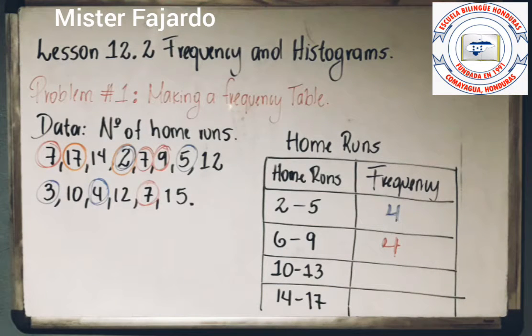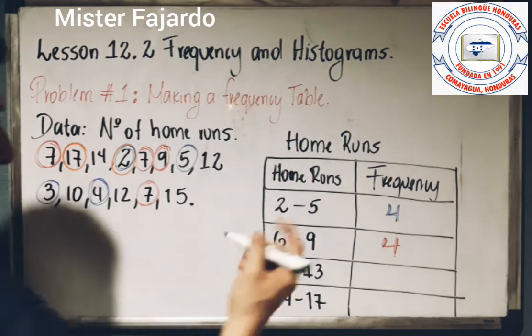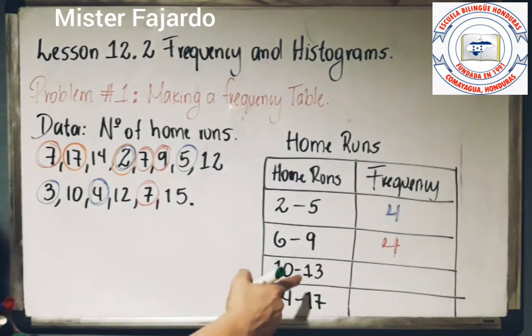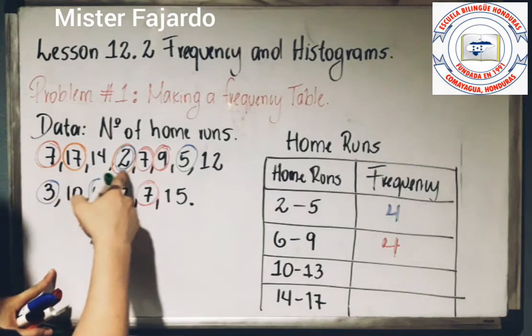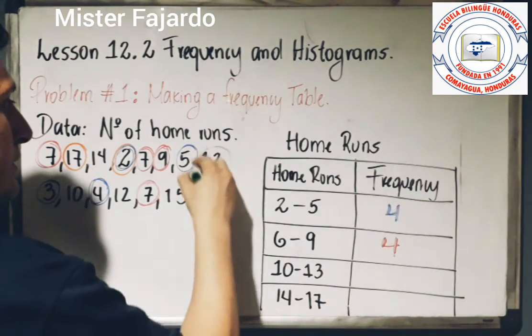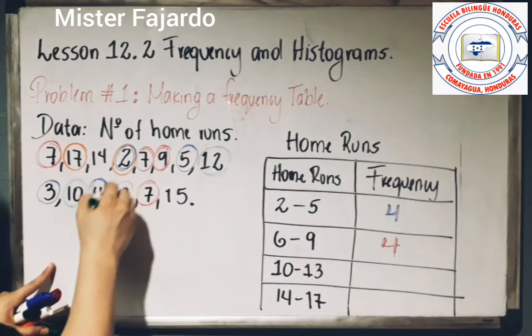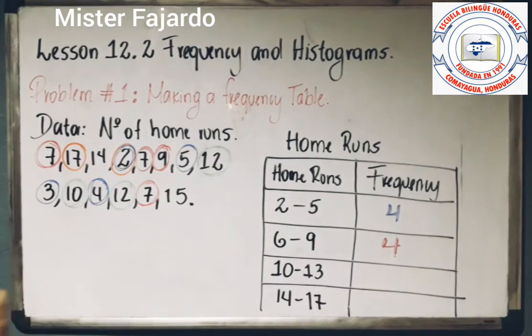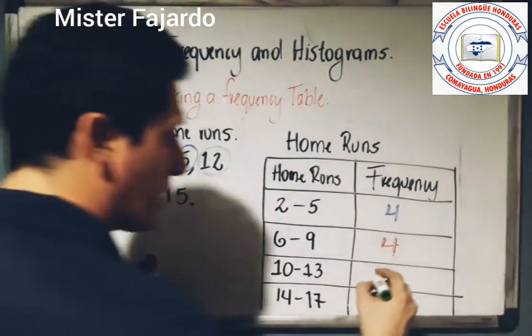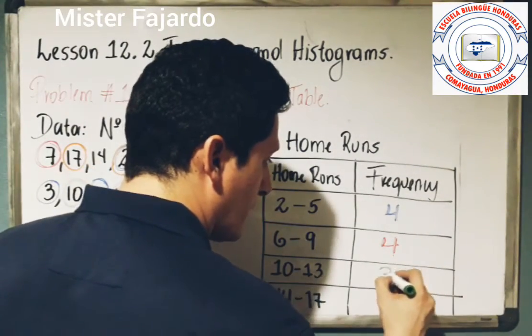Now I'm going to see the values that are in the frequency of the interval from 10 to 13. I have 10, 12, 12 again, and that's the only ones that we have. There are 3 values. I hope that you can see it. 3 values.